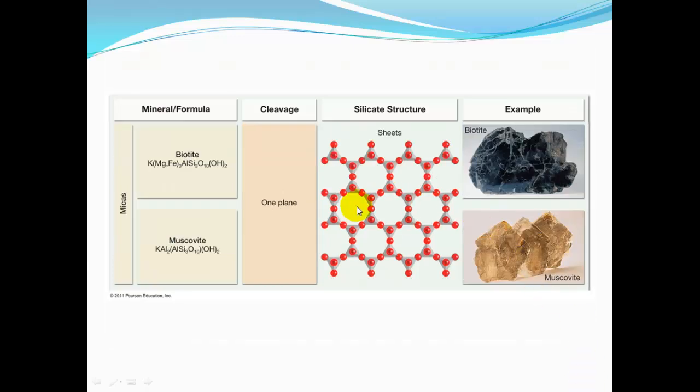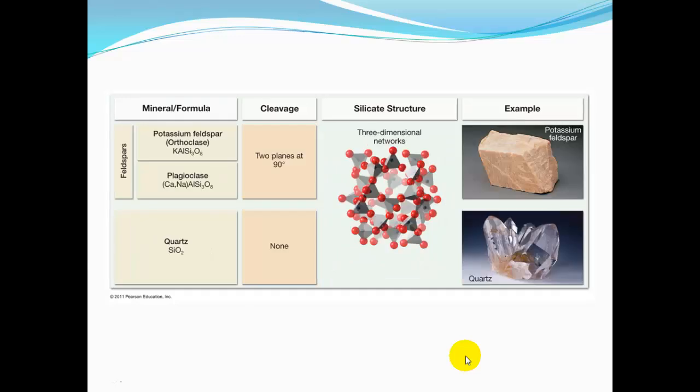Okay, the sheet structure: biotite and muscovite. Now, biotite is a dark silicate, we'll learn, and muscovite is a light silicate, and they form these sheets and have 1 plane of cleavage, and you can peel them apart. The complex three-dimensional network: well, we'll find our potassium feldspar, which has 2 planes of cleavage at 90 degrees, and our quartz has that, but has no cleavage.